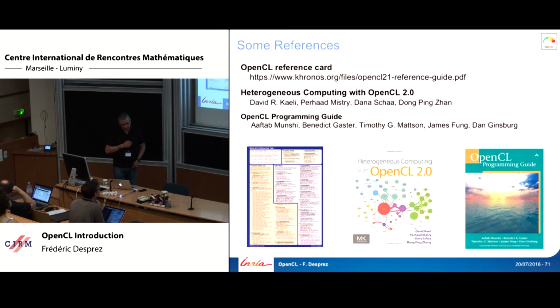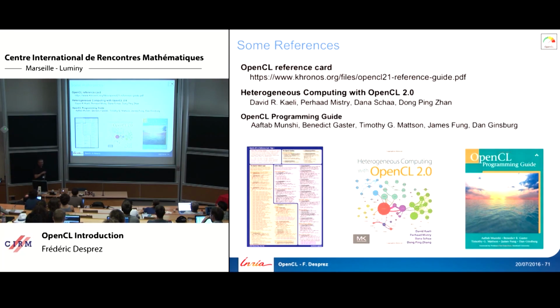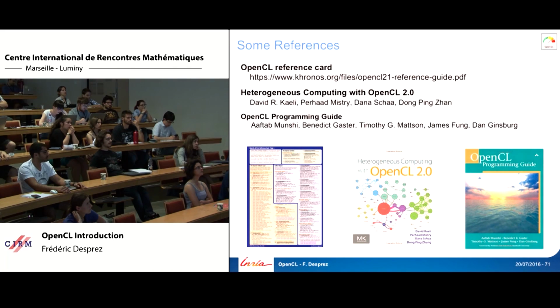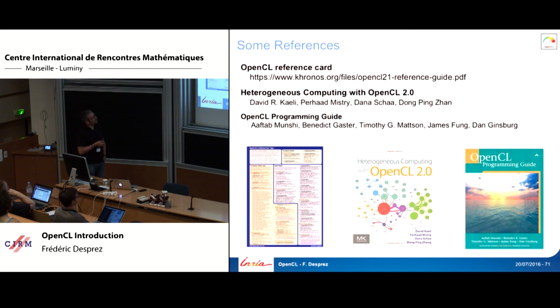So some references. You have a 16-page reference card for OpenCL with all the information about all the calls. You have this book I used to prepare this lecture. I like this book. This is about OpenCL 2.0. Now it's 2.1, but there are not so many differences. There was a huge jump from 1.2 to 2.0, but between 2.0 and 2.1 it is not so big. This one is good. It's quite nice also to have some information.